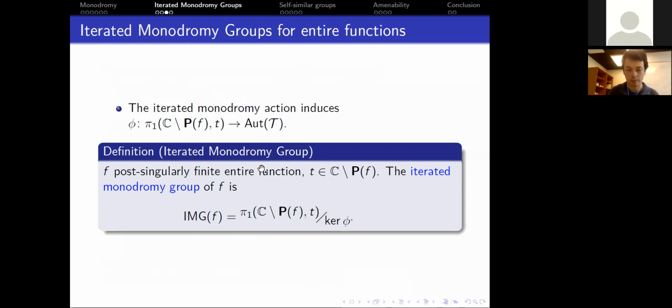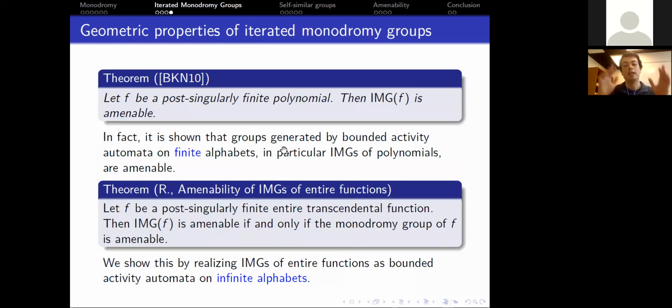And now we can state some properties of iterated monodromy groups. So it's well known, and this is due to Bartholdi, Kaimanovich, and Nekrashevych, that if you have a post-singular finite polynomial, then the iterated monodromy group is always amenable. And the way they've shown this is to show that these groups are actually groups generated by bounded activity automata on finite alphabets. And these groups are always amenable.